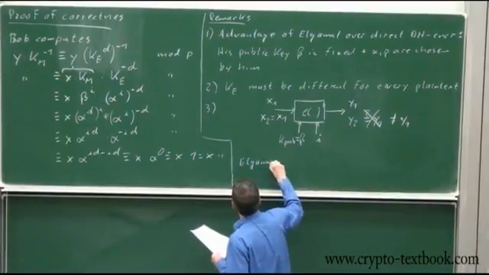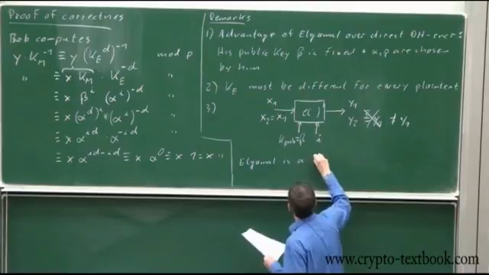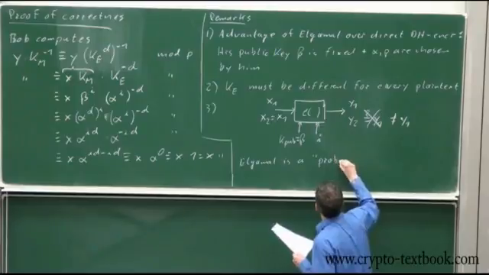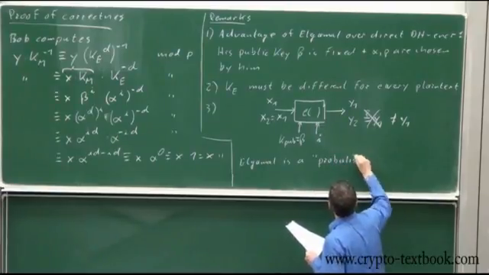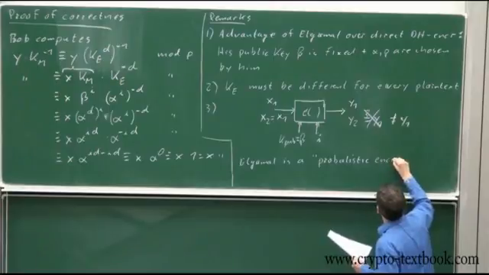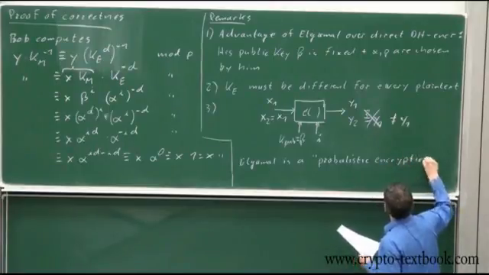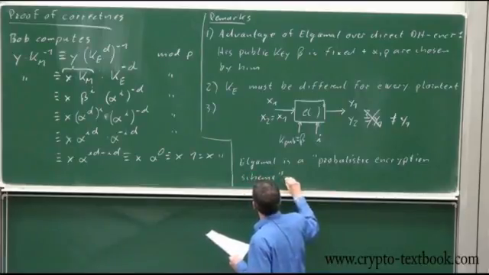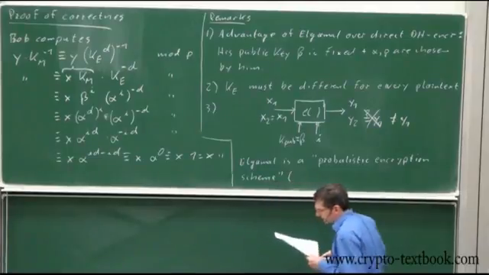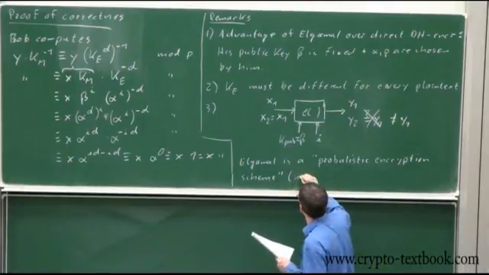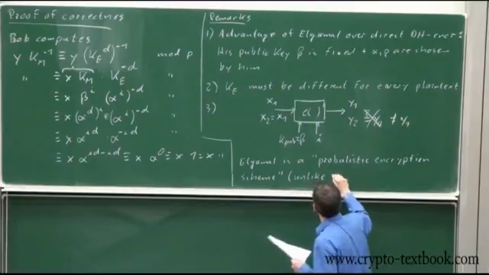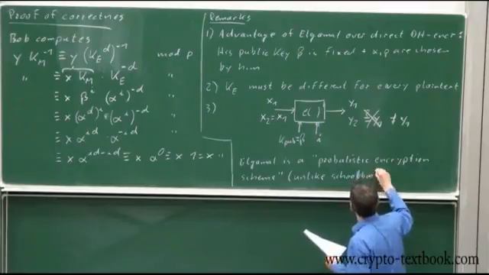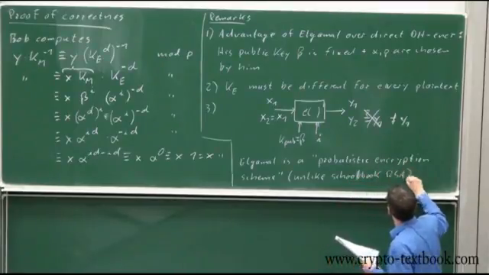And a fancy term for that is now, Elgamal is a, in quotation marks, because it's a new term, probabilistic encryption scheme. Und in Klammern, in parentheses, unlike schoolbook RSA.